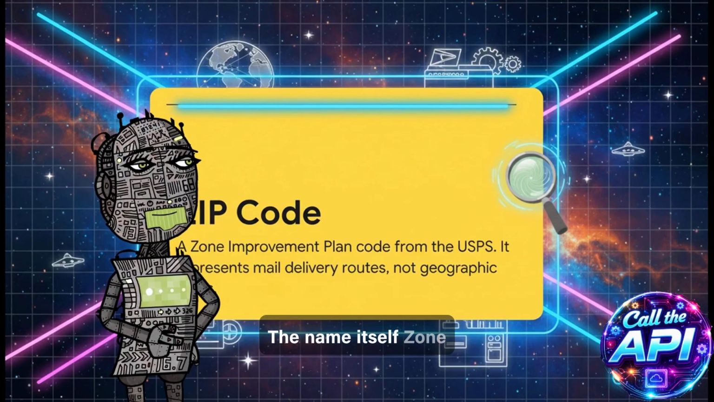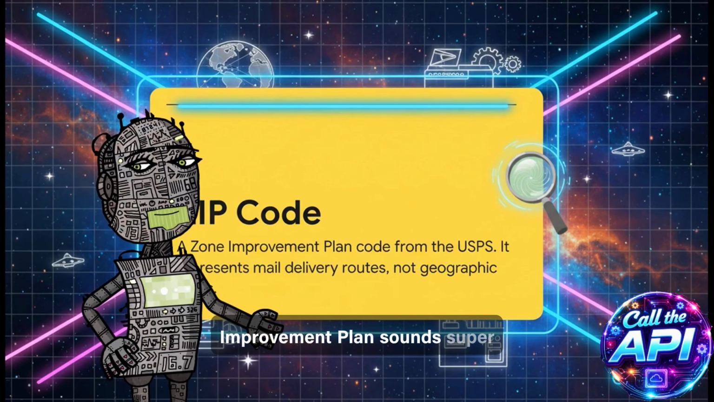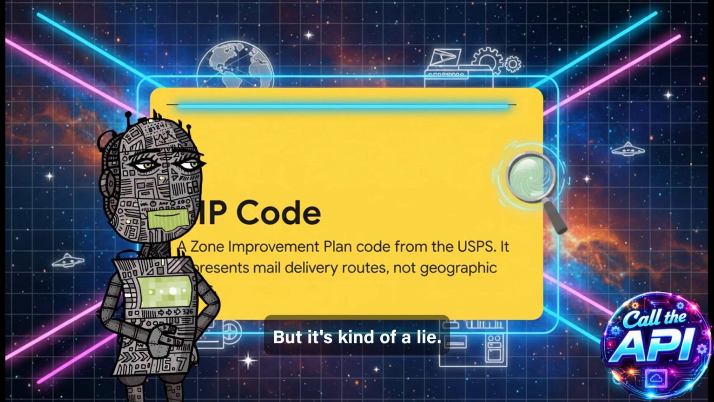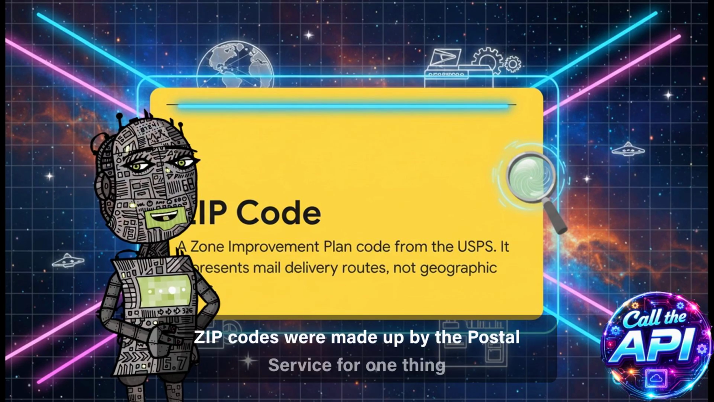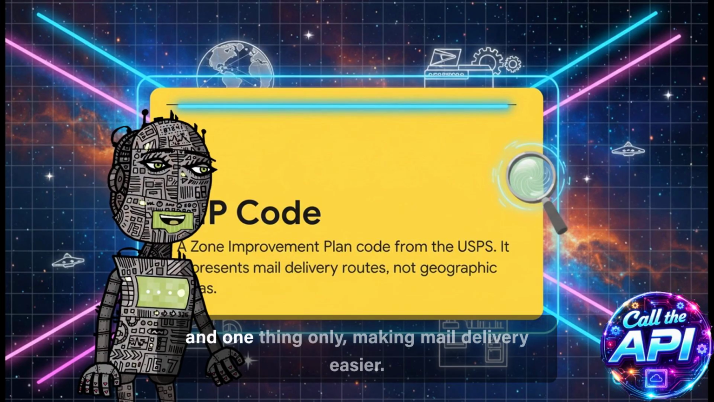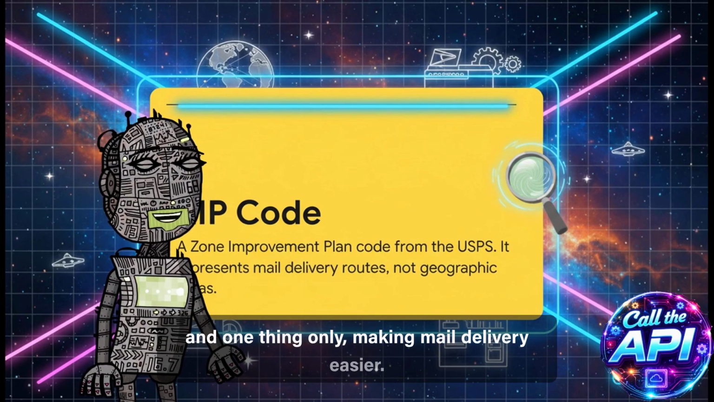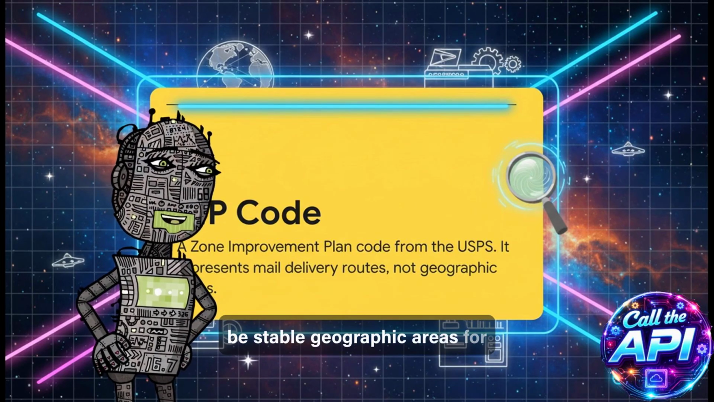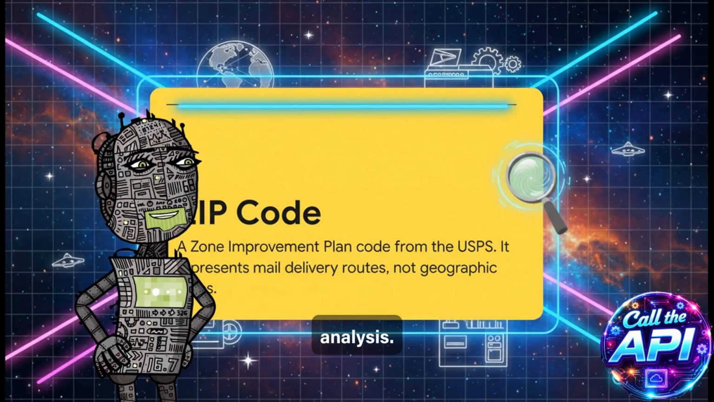The name itself, Zone Improvement Plan, sounds super geographic, right? But it's kind of a lie. Zip codes were made up by the Postal Service for one thing and one thing only, making mail delivery easier. They were never, ever meant to be stable geographic areas for doing any kind of serious analysis.